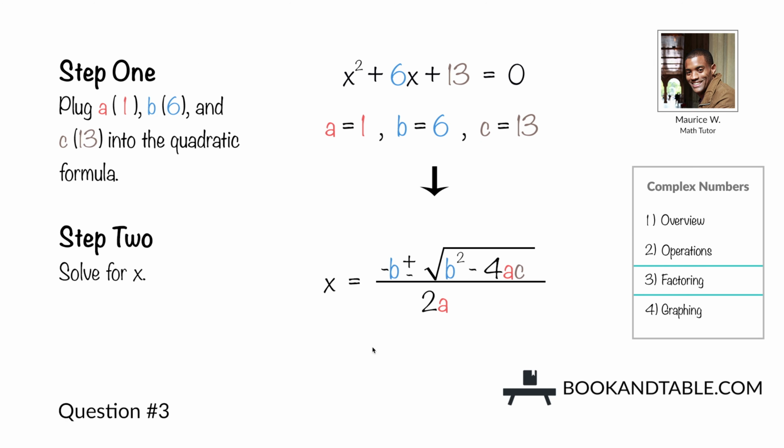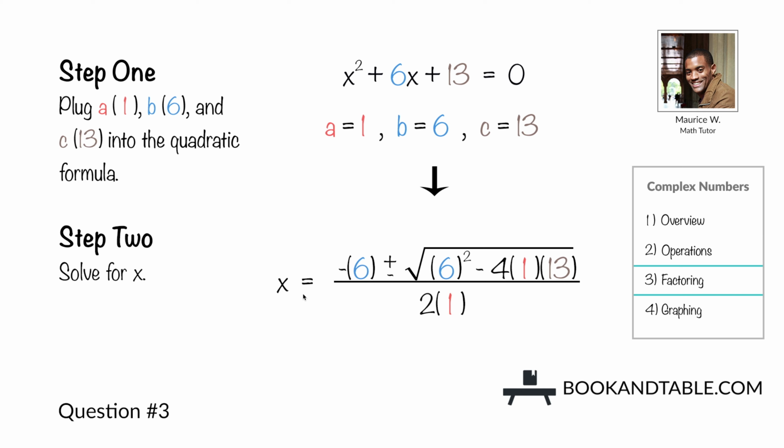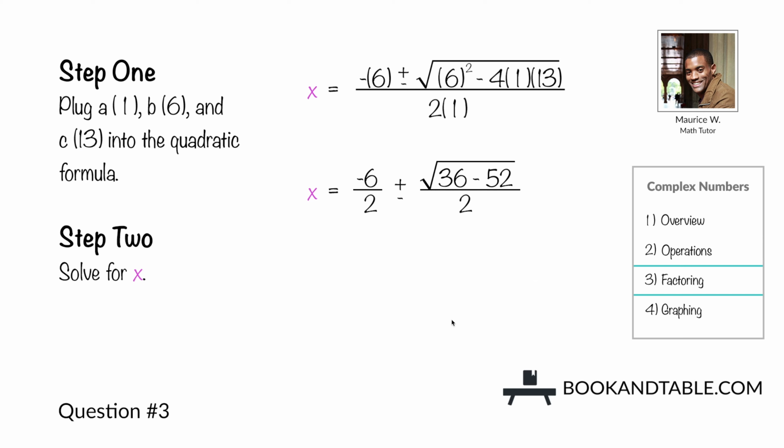And let's have a look at question number 3. x squared plus 6x plus 13 is equal to 0. a is equal to our coefficient of x squared, so a is equal to 1. b is equal to the coefficient of our x term, so it is positive 6. And c is equal to our constant, positive 13. We plug a, b, and c into the quadratic formula, and we get x is equal to negative 1 times 6 plus or minus the square root of 6 squared minus 4 times 1 times 13, divided by 2 times 1. And now we can simplify this fraction to solve for x.